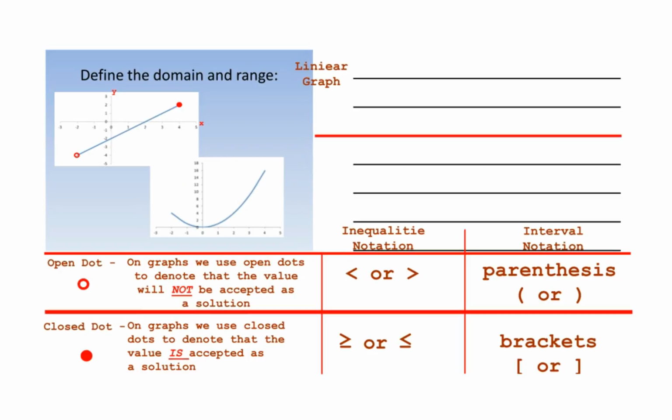Okay, so looking at the linear graph. Domain, x value. Remember, x represents the domain. It tells us what x values are acceptable as solutions when we talk about the domain. And range, what y values are accepted as a solution. So we typically start by putting an x and a y in the middle, or wherever we're going to answer. Okay, low boundary and high boundary is what we typically look for on domain and range.